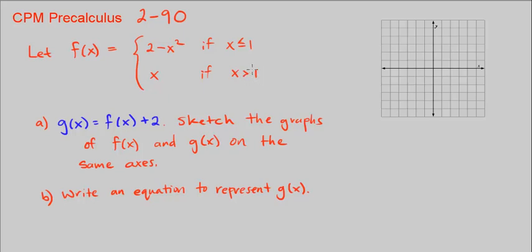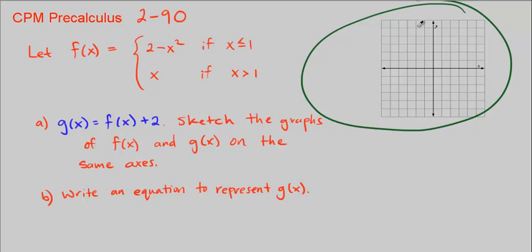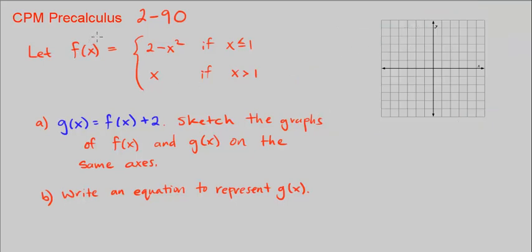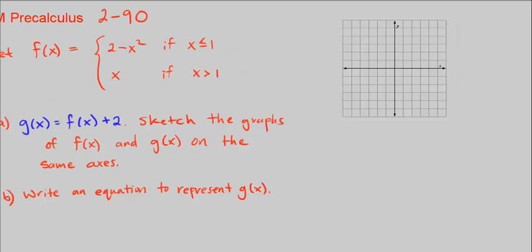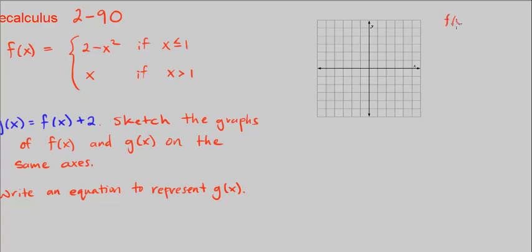All right. So part A, we're asked to go ahead and see g of x is defined to be f of x plus 2. Sketch the graphs of f of x and g of x on the same axes. So here I have one set of axes, x and y axis, and let's sketch the graphs of f of x and g of x as requested. Alright, so over here I know f of x. I'm going to use red to draw f of x, and I know that it has two pieces. One piece is going to be the equation y is equal to 2 minus x squared, and the other piece is going to be y is equal to x.